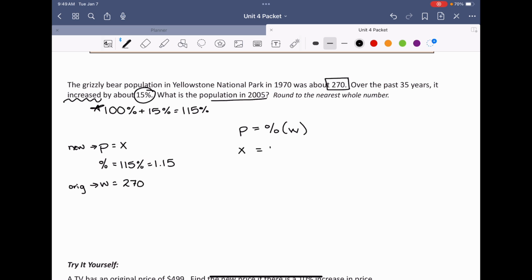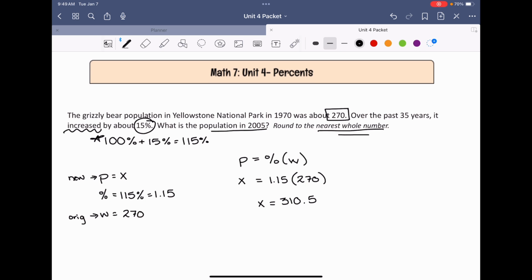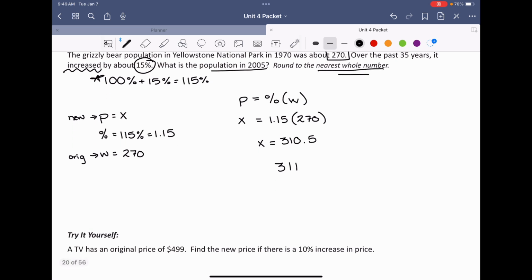So x equals 1.15 times 270. So x equals, it's going to give you a decimal, 310.5. And it says very clearly, round to the nearest whole number. So 5 or above, bump it up. The nearest whole number would be 311 for the grizzly bear population.